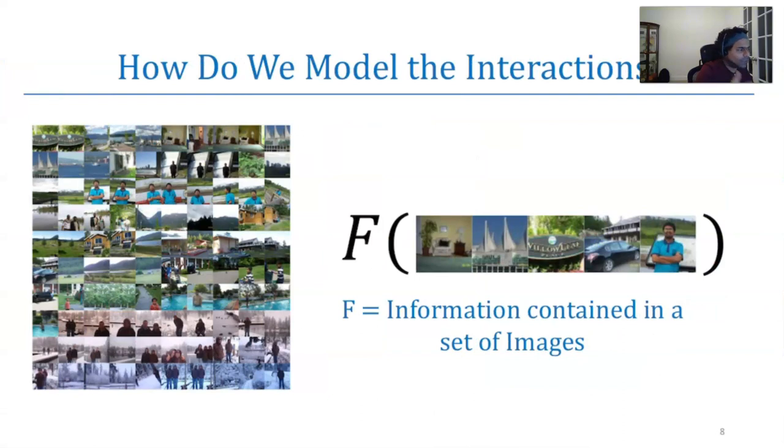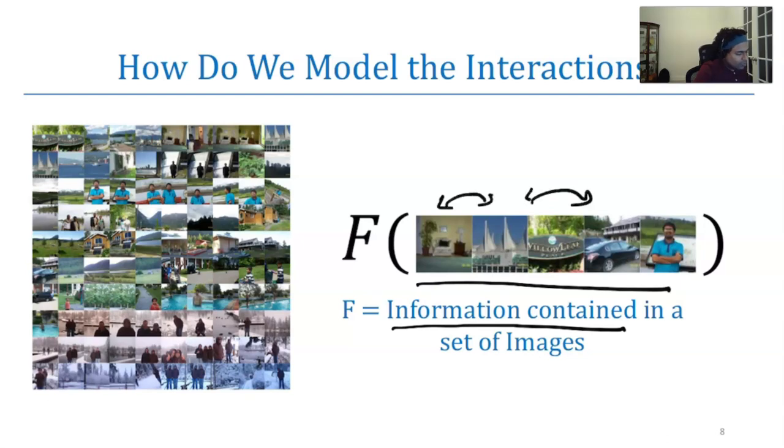So the first question is, how do we model interactions, right? A natural model of defining interactions is via the notion of information functions, and particularly the concept of submodularity that I will define, right? So given a set of images, for example, over here, I want to model the information content in images, and I want to take into account the interactions amongst images, right?